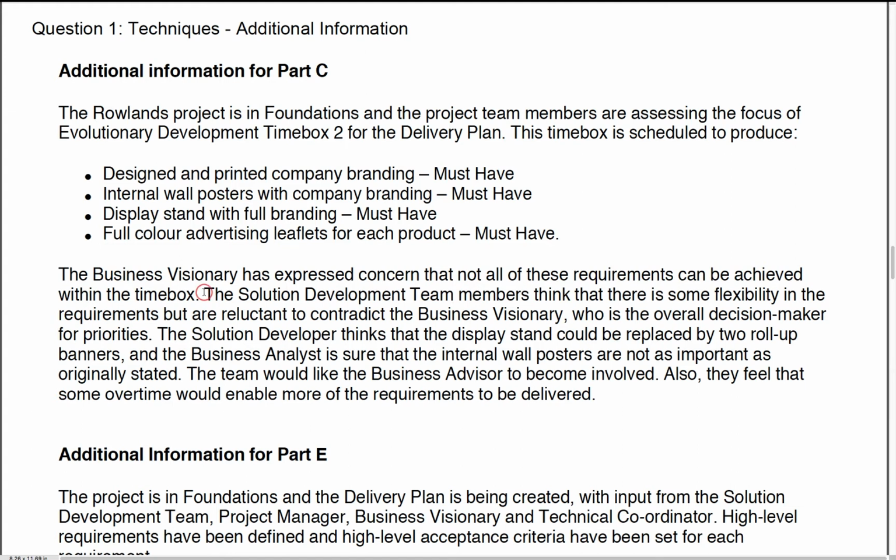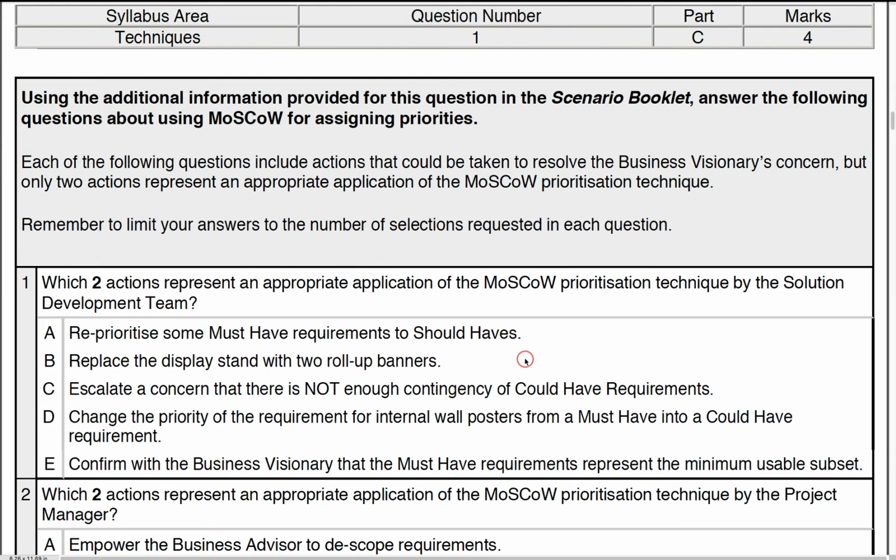Right? Well, if you look, the display stand is a must-have, right? And the analyst is sure the internal wall posters are not as important as originally stated. Don't forget they can actually go and review the requirements if necessary, like the business advisor to become involved. They also feel that overtime would enable more requirements. Well, overtime is completely out of the question anyway. We don't do that in Agile project management. Remember, that's out too. So let's look at the questions I've got here and their answers.